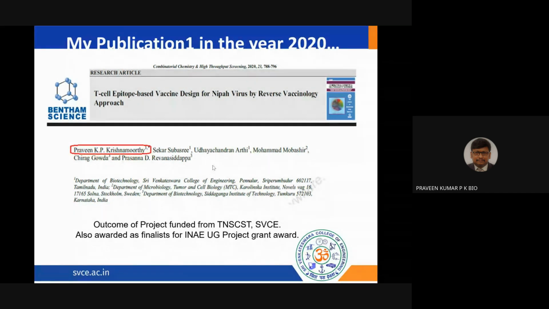And this is the article I published during the COVID-19 lockdown. This is based on Nipah virus. I think everyone is aware of the Nipah virus infections that happened in 2018 in Kerala. I think we even have a movie, isn't it? Something like Virus. A movie called Virus.